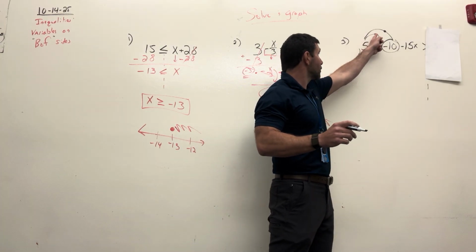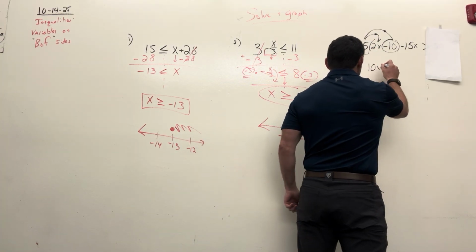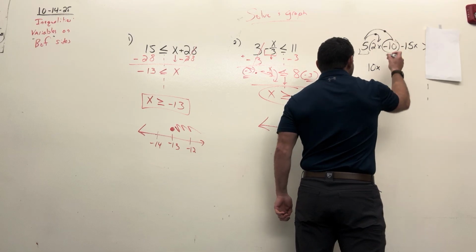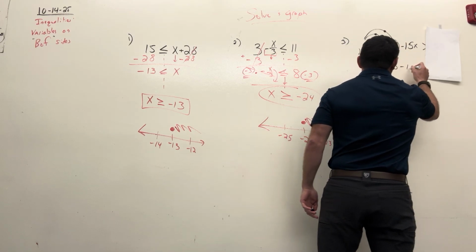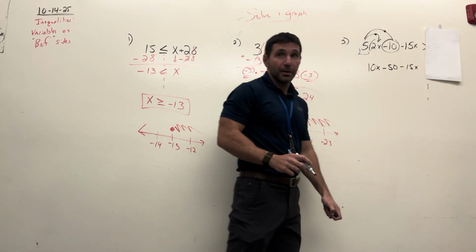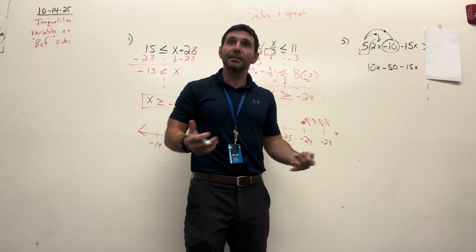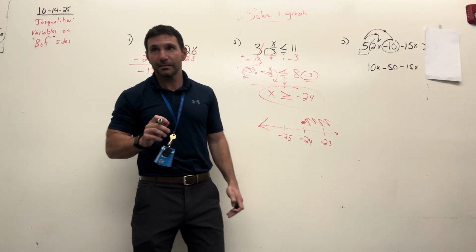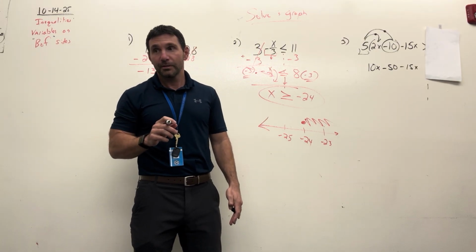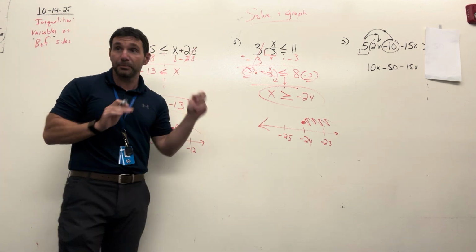I'm doing 5 multiplied by 2x, which is 10x. 5 multiplied by negative 10 is negative 50, minus 15x. 50? Did you just say 50? 50. Street cred. It's the streets of Winnebago, Ben. Yes, T. 50. At the end, can I ask a question on number two? Yeah, we'll pause. Go ahead, ask.